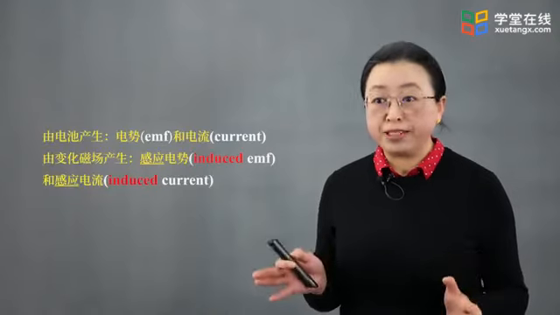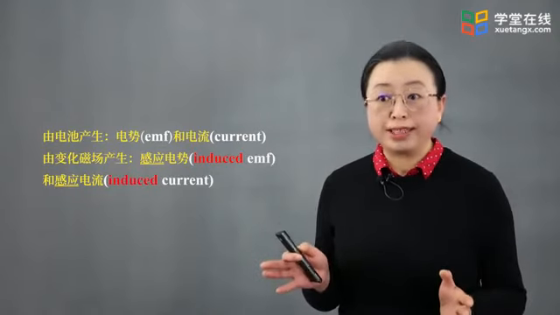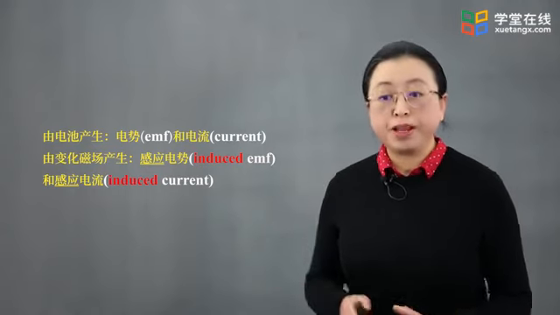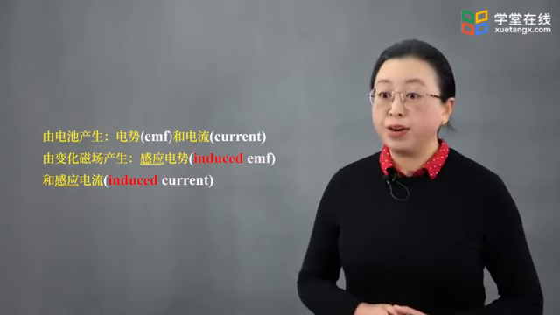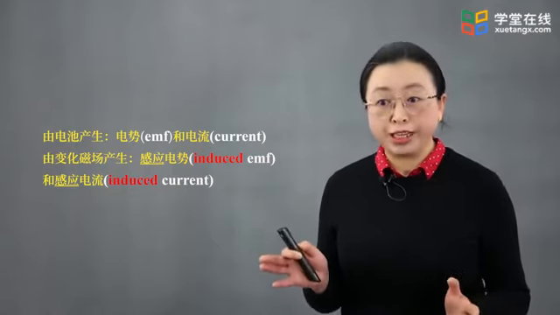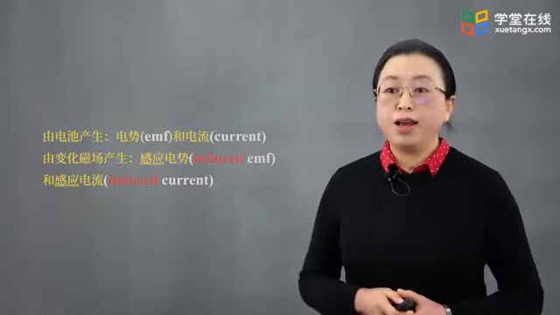Before starting this lecture, we need to distinguish between EMFs and currents that are caused by batteries and those that are induced by changing magnetic fields. If we use only EMFs or currents, we are talking about the EMFs or currents caused by a physical source, such as a battery. When we talk about EMFs and currents caused by changing magnetic field, we use a term with an adjective, induced.